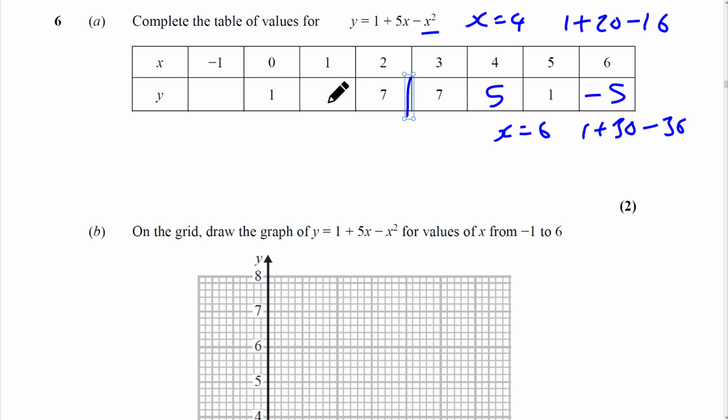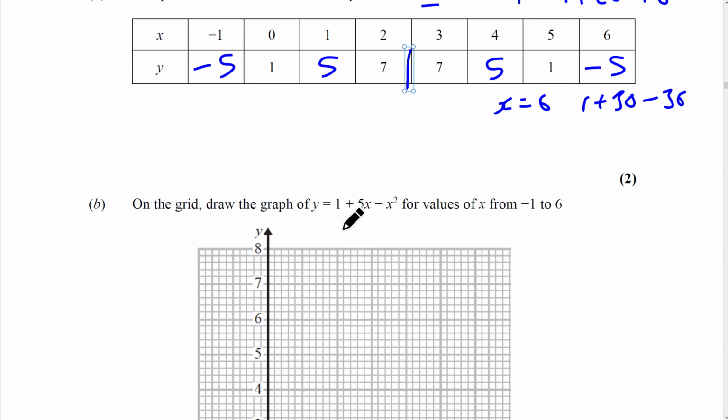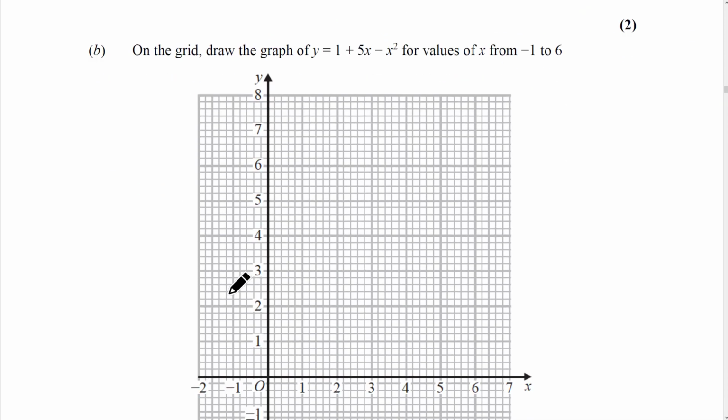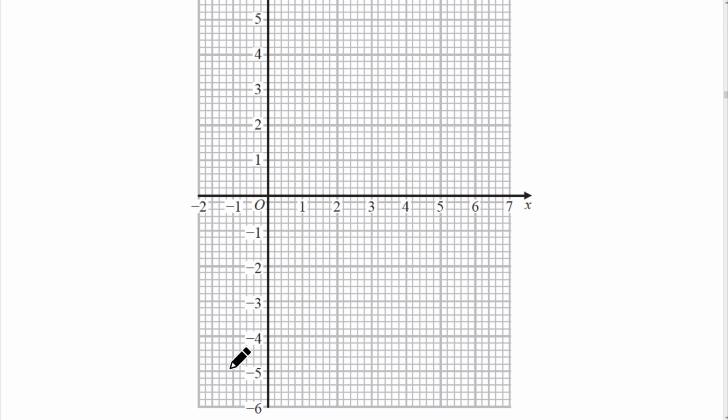Well, symmetry might not be here actually, but let's just see. When x equals 1, 1 plus 5 is 6 minus 1 is 5. No, I think it is. And that's going to be minus 5 if you work it out. So we just plot those points. Let's start with minus 1, minus 5. Now you know it's a negative quadratic, so it's going to be the sad face.